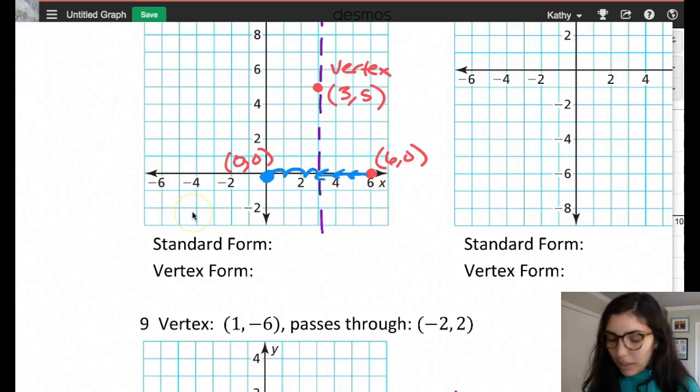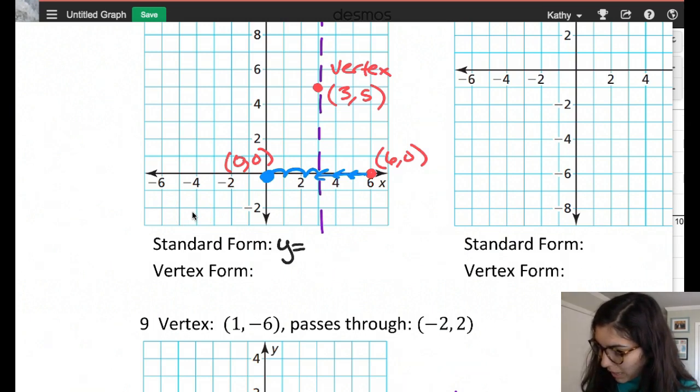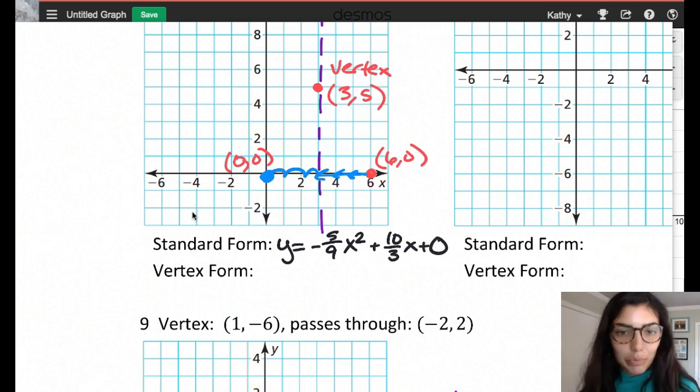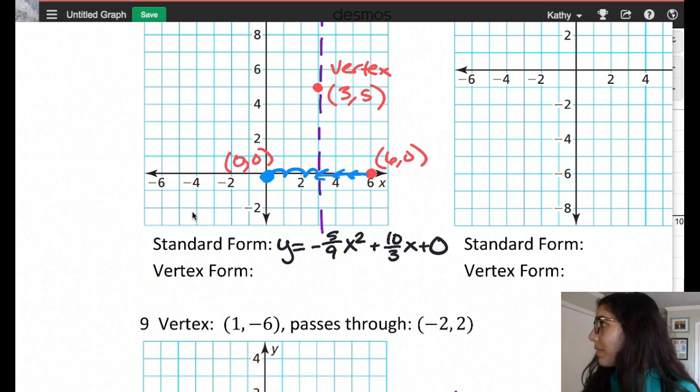So if we come back and we write the standard form, y equals a, which was -5/9, x squared, plus b, which is 10/3, x plus c, which was 0. I could leave the 0 off, that's fine.